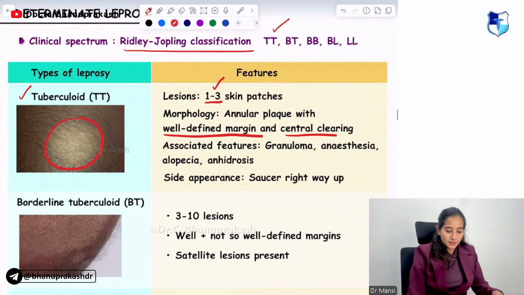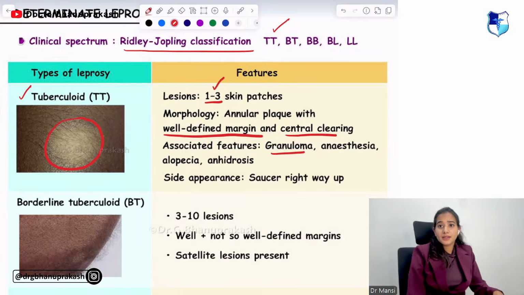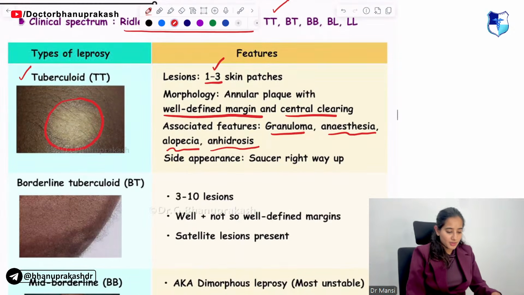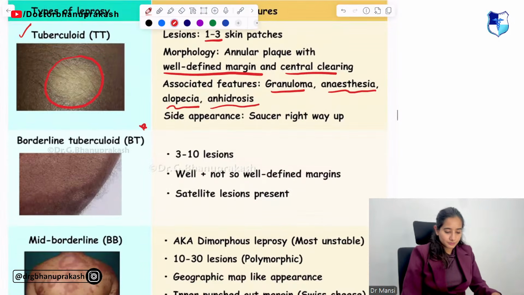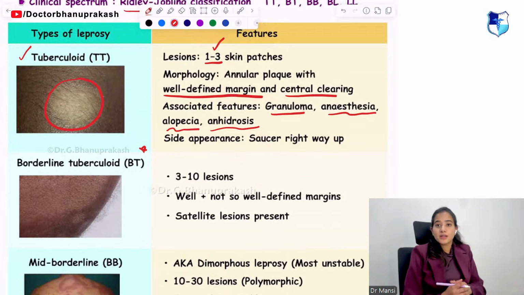Associated features: of course, you will find granuloma, and good immunity is there. Because of this granuloma, it will compress your nerves. Because of that, you will have anesthesia, alopecia and anhidrosis present in tuberculoid leprosy. Then we move to borderline tuberculoid leprosy, where the skin lesions are more in number.